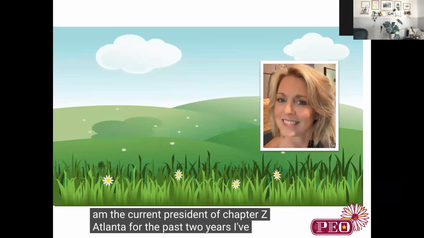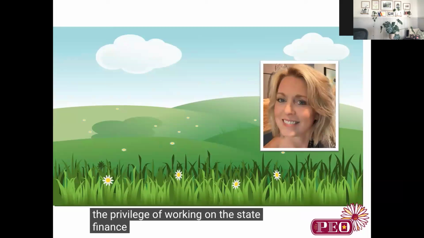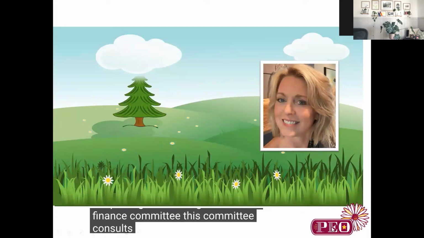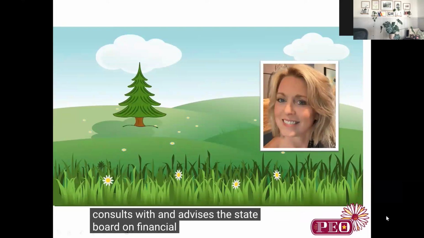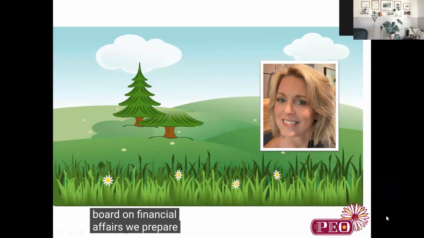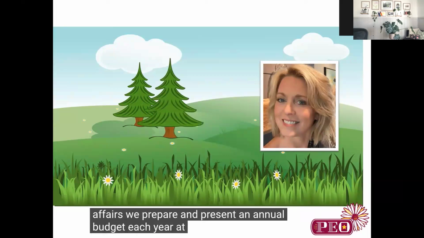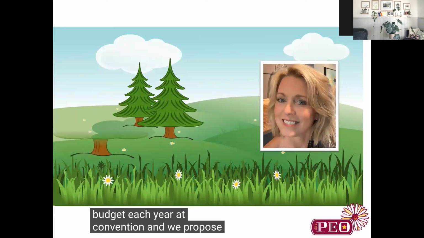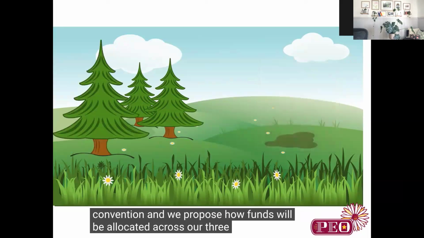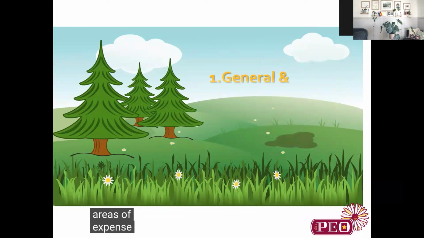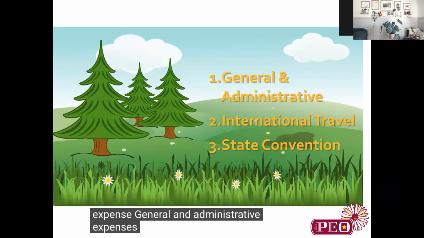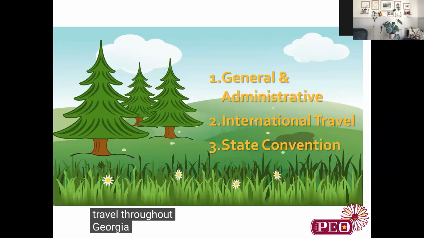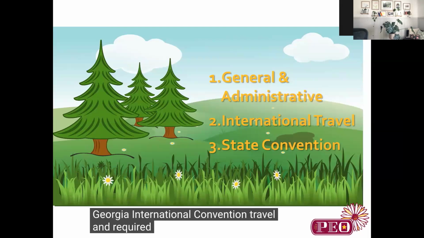For the past 2 years, I've had the privilege of working on the State Finance Committee. This committee consults with and advises the state board on financial affairs. We prepare and present an annual budget each year at convention, and we propose how funds will be allocated across our 3 major areas of expense: general and administrative expenses like meetings, supplies, and travel throughout Georgia, international convention travel and required leadership meetings for state board members, and finally, our annual state convention.